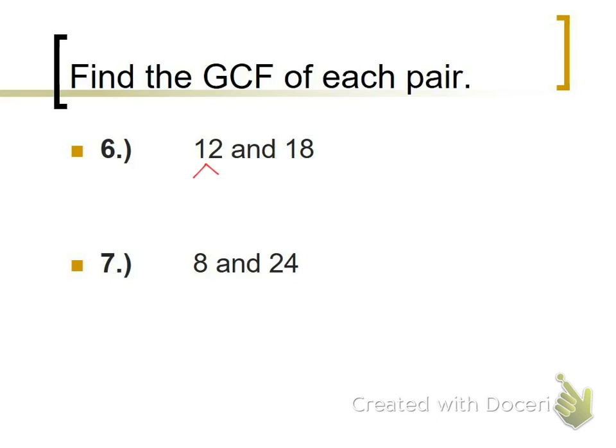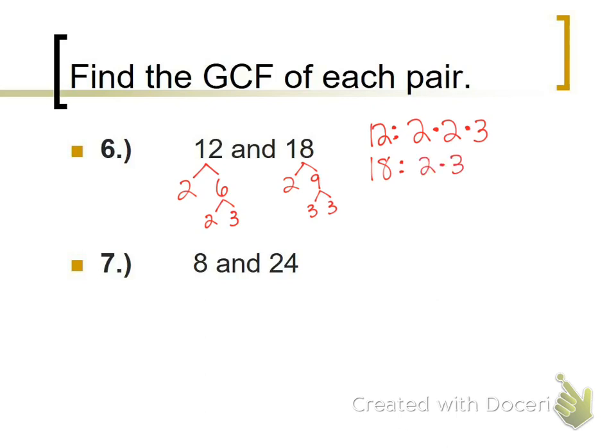What could I break 12 into? Okay, we could do 2 times 6. 6 would break into 2 times 3. So for 12, I'll write it off to the side. 12, my prime factorization is 2 times 2 times 3. Let's do the same thing for 18. Okay, 2 times 9. 9 breaks into 3 and 3. So for 18, my prime factorization is 2 times 3 times 3.